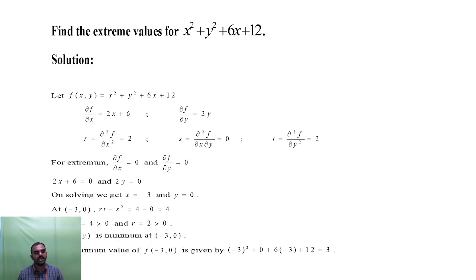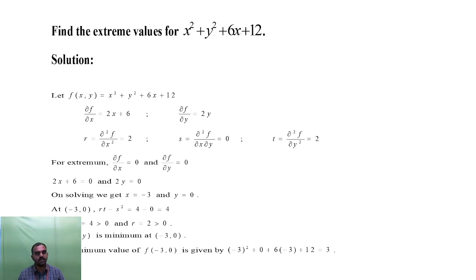First we find the derivatives. ∂f/∂x: partially differentiate with respect to x. x square differentiates to 2x, y square is constant so 0, 6x differentiates to 6, 12 is constant so 0. So ∂f/∂x is 2x plus 6. And ∂f/∂y: x square gives 0, y square gives 2y, and 6x and 12 have no y, so their derivative is 0.